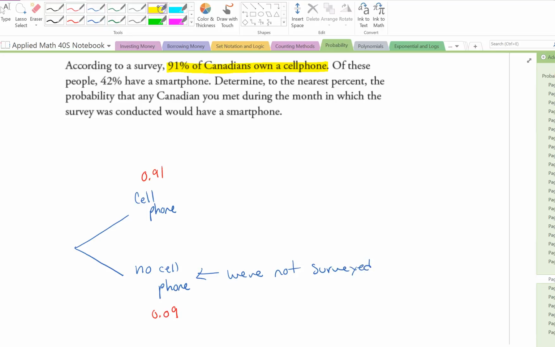Okay, so what's left? Well, of these people, 42% have a smartphone. So of these people, the people who have a cell phone, 42% have a smartphone. So the rest of them don't have a smartphone, so we have to include that too.